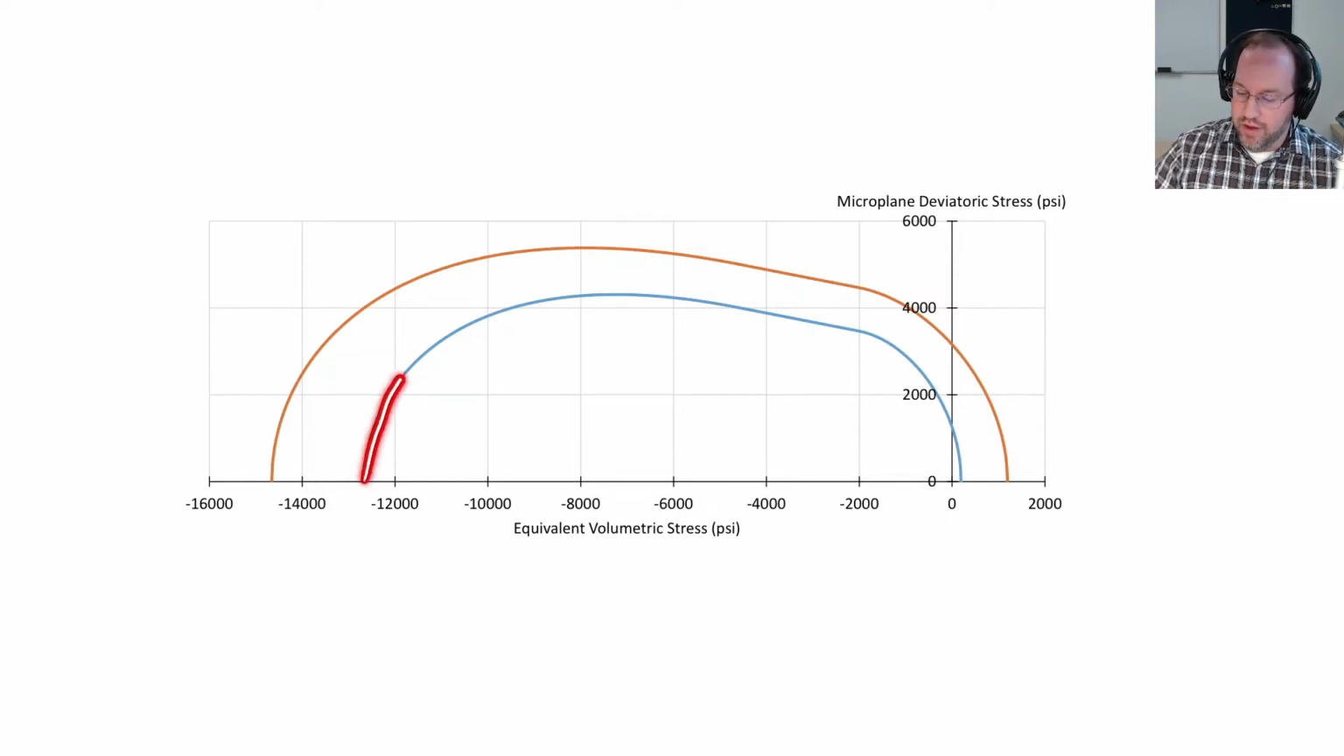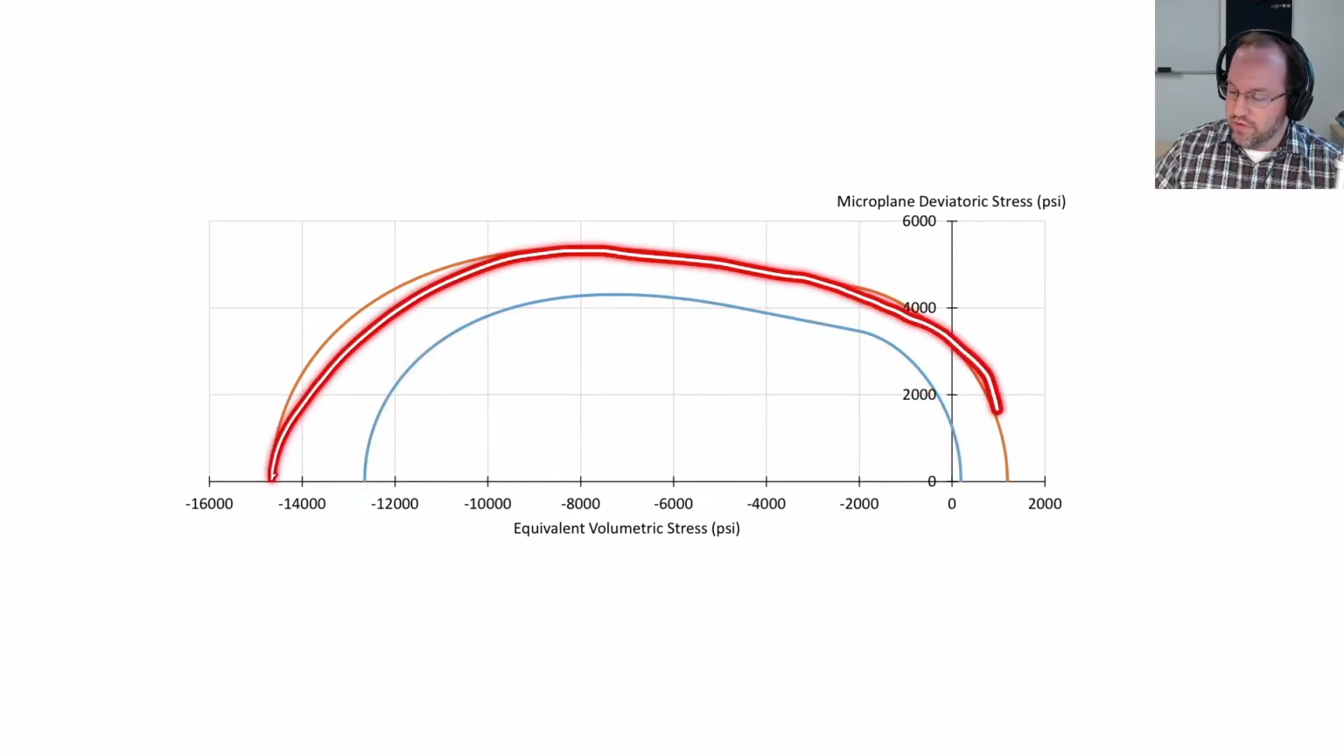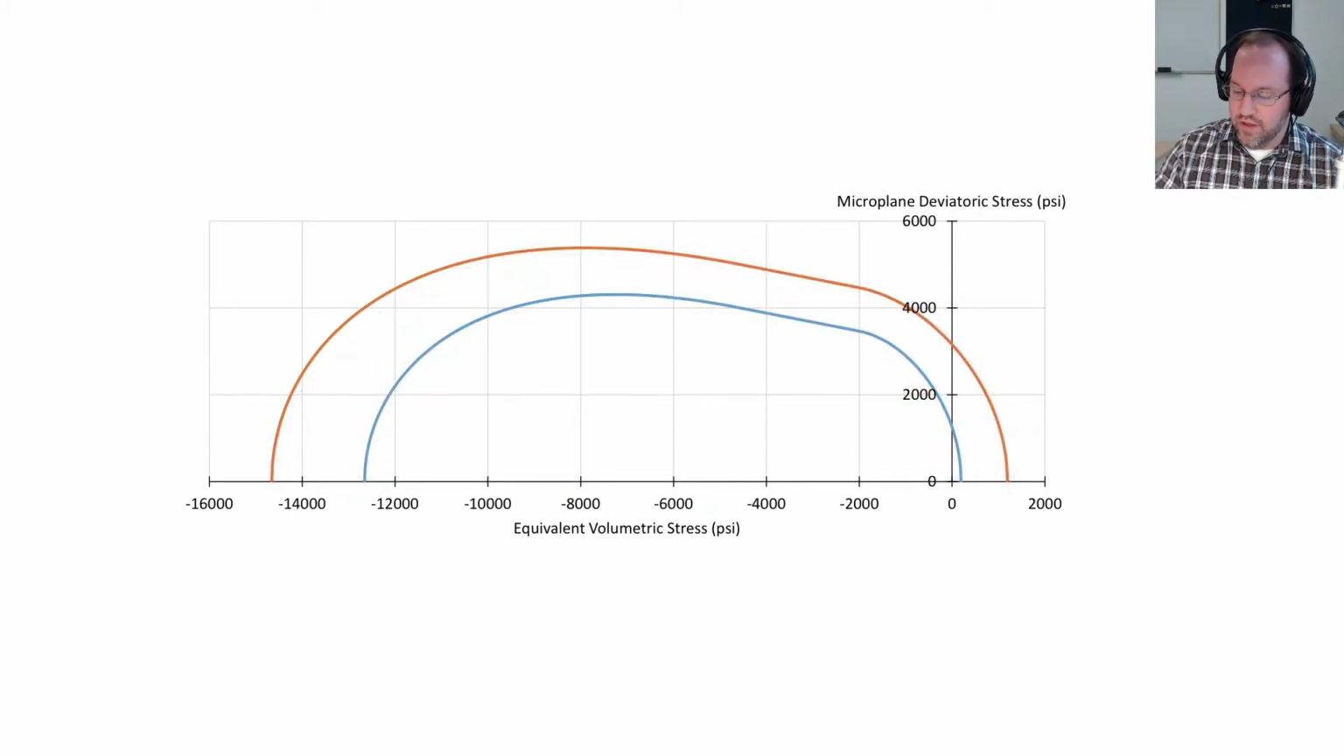So the blue line here is our original yield surface. The adjacent orange line is the hardened yield surface. So once our stress state reaches the original blue yield surface, that yield surface will then move so that we have a new yield criteria. So this is how we define our hardening.